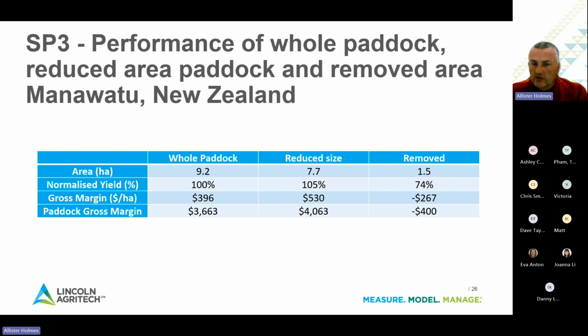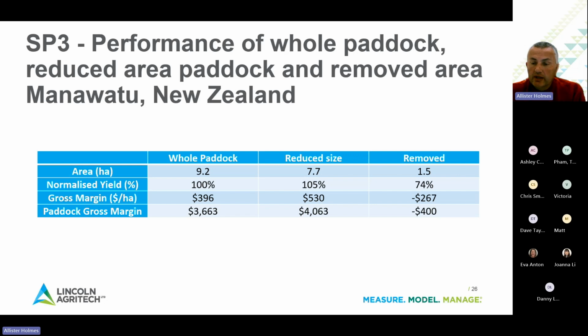We remove this 1.5 hectares of loss generating crop, which then results in the paddock reducing in size to 7.7 hectares. The yield effectively goes up by 5% because we've removed the low performing part of the paddock, and the gross margin increases by about a third. So it goes from $396 per hectare to $530 per hectare. So it increases by quite a lot because you've reduced that poor performing part of the paddock.